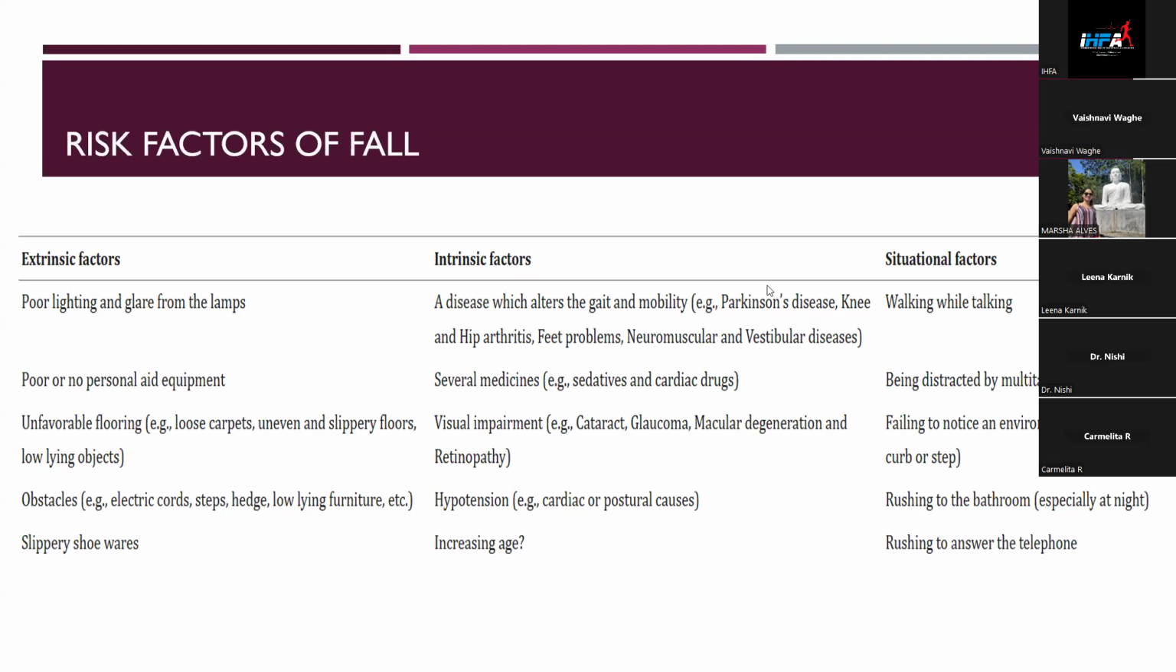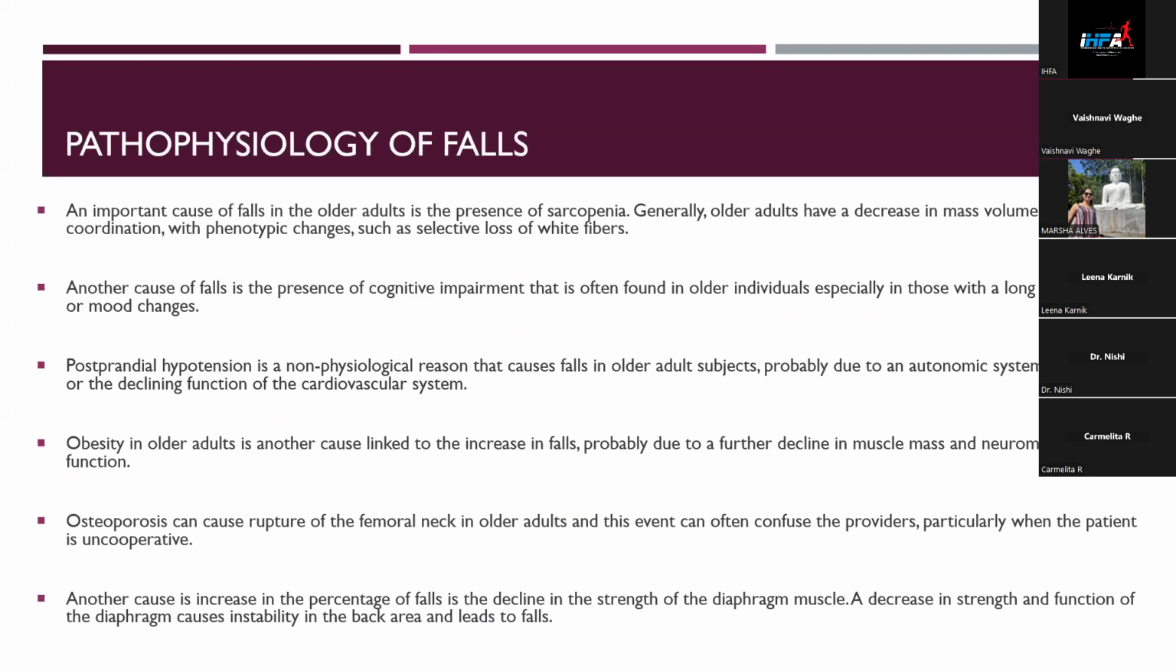Now we'll go to the pathophysiology of falls. So why do falls happen? We have understood what a fall is, why it is common in geriatrics, and the different risk factors, but why is that fall happening? An important cause of falls in older adults is the presence of sarcopenia. Can anyone tell me what is sarcopenia?